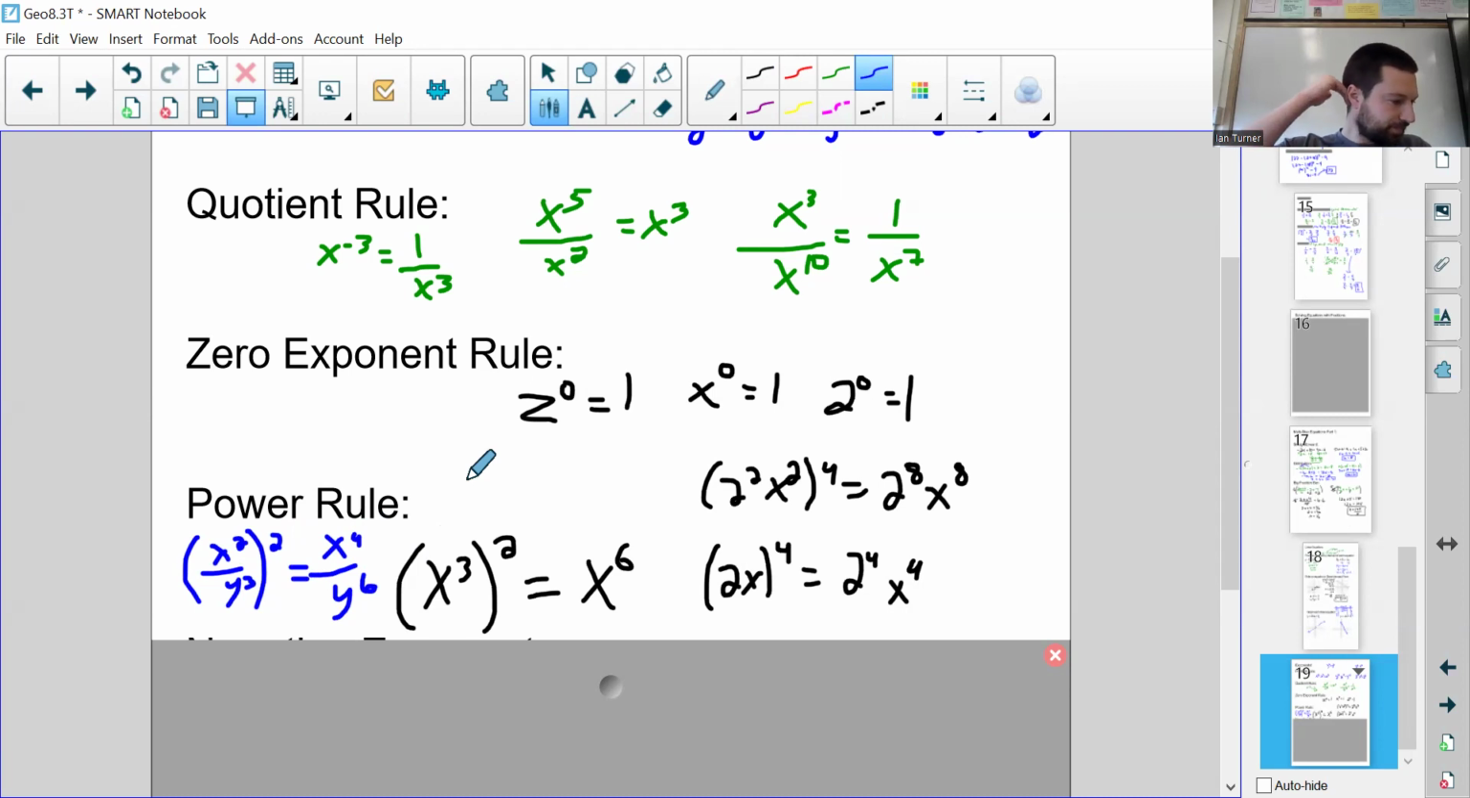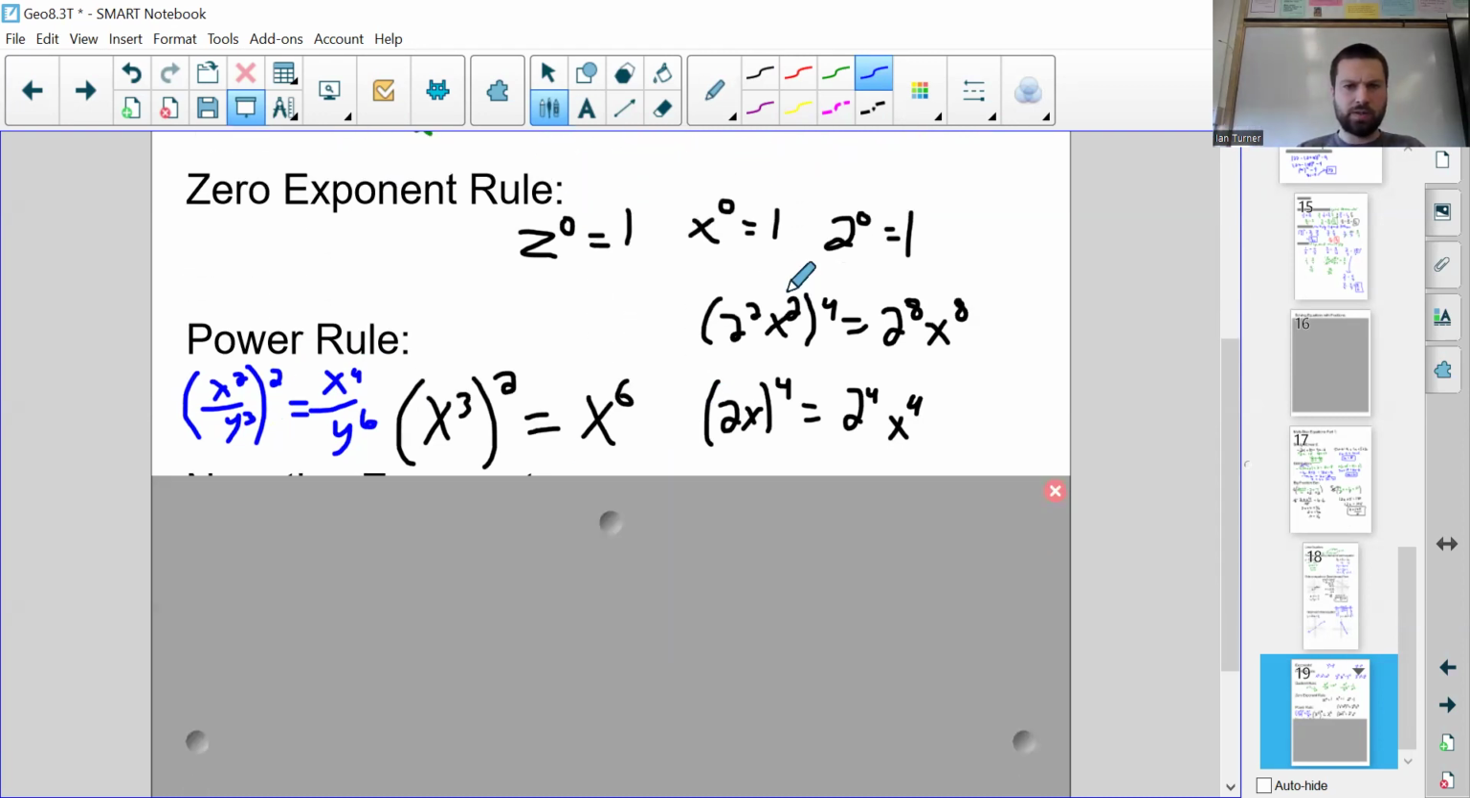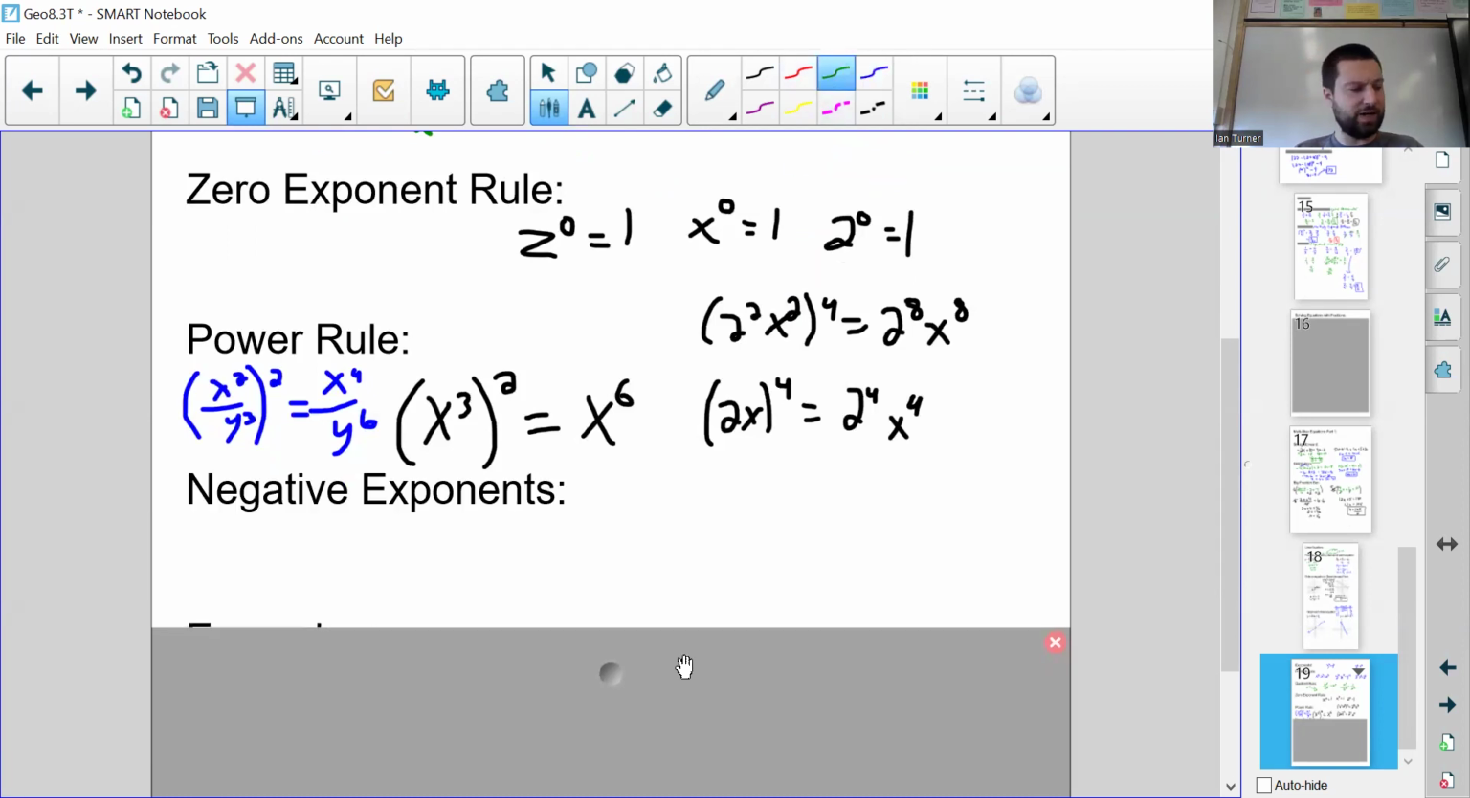I think that's pretty good. Okay, and then we already talked about this a little bit, but negative exponents, see if I'm missing anything. You got x to the negative 3rd, that becomes 1 over x to the 3rd, because you want to keep it positive. You want your exponents to be positive.